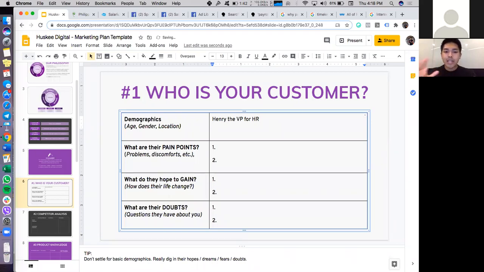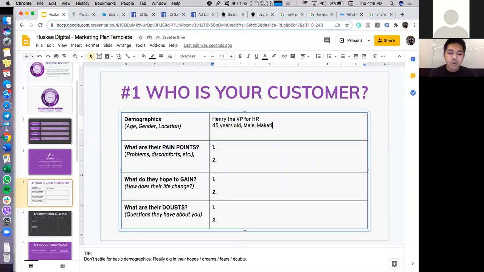And then we like to have an age range, but just for this example, let's be a little bit more specific. So let's say Henry is 45 years old. He's male, obviously, and he's based in Makati. His office is in Makati, and so easy.